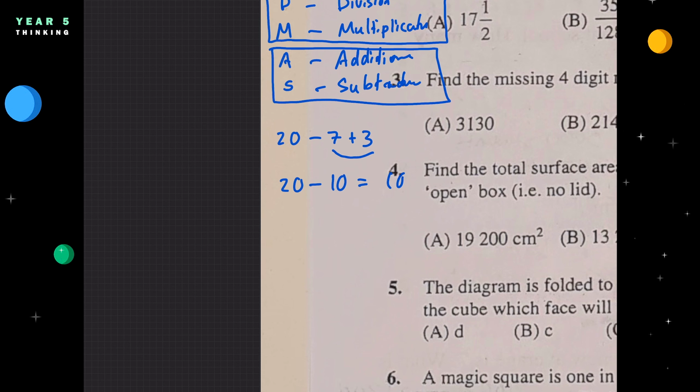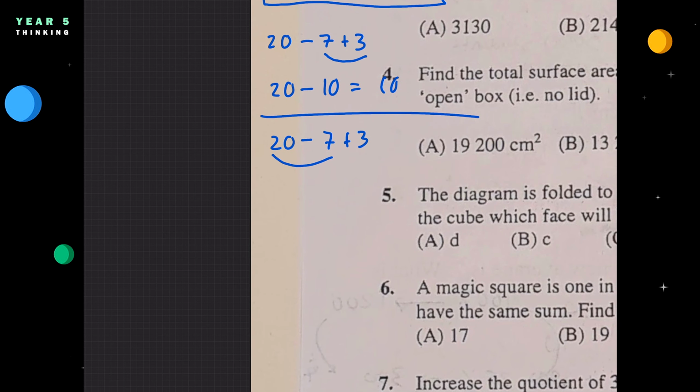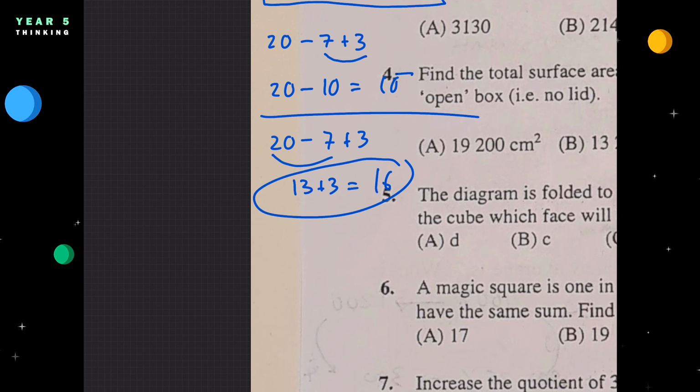But what if I did it from left to right? Let's just do it again, same question. If I do 20 minus 7, I get 13. 13 plus 3, I get 16. Can you see that you get two different answers if you don't do it from left to right?